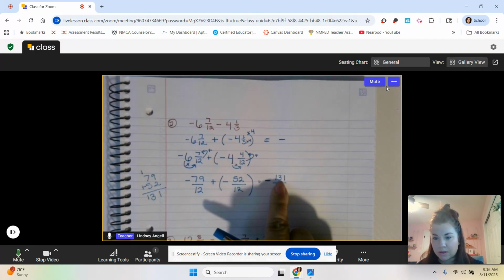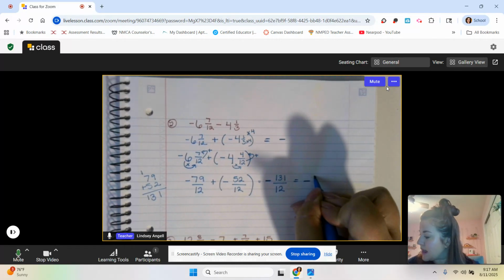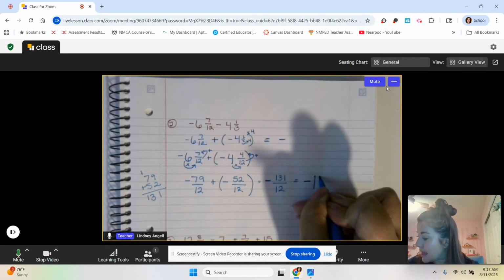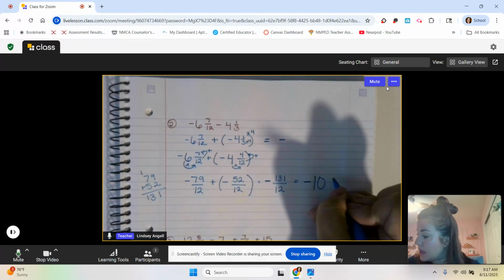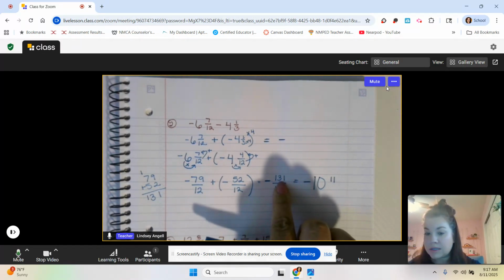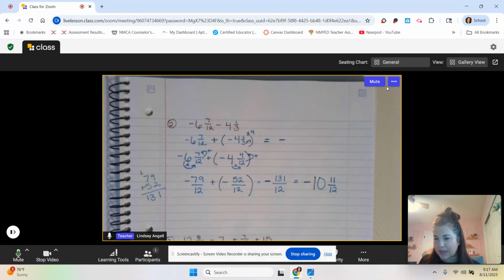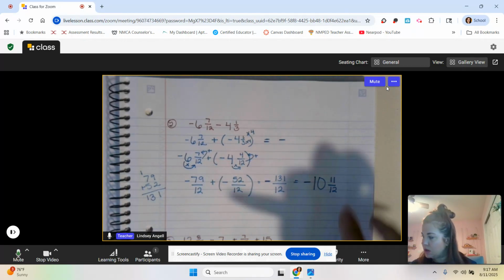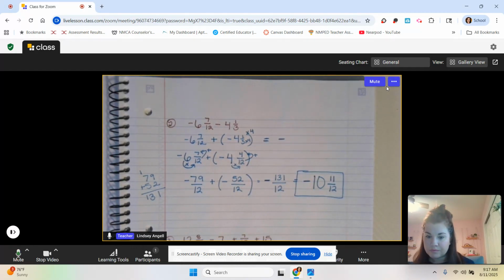Can I use any more than that? No, right? I would have to have 132 to use 11 12s. So I can say my answer is negative 10. I used 10 12s to get up to 120, and then I have 11 left over to get to 131 out of 12. Then I can check, can it be reduced at all? No, 11 twelfths is reduced as much as it can be. Okay? So that will be your final answer on that one.